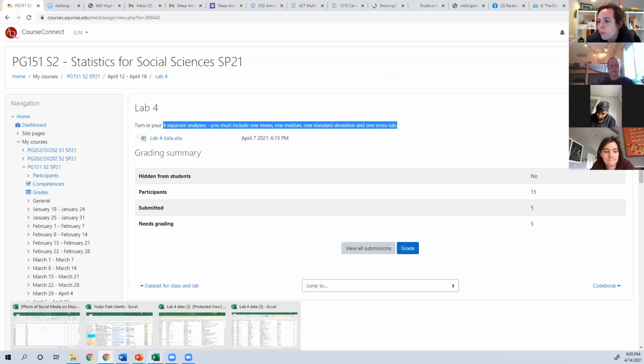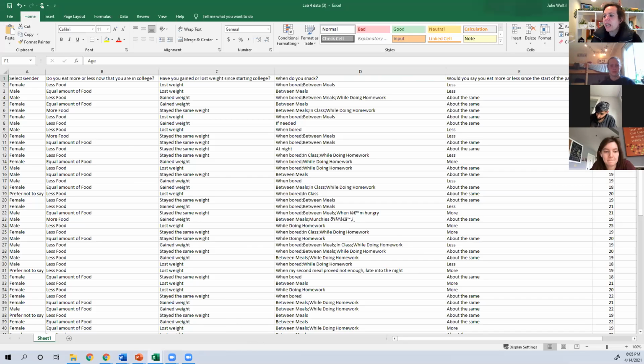Let me bring up the data set again. In order to do a mean, median, and standard deviation, what do you need? Do you need categorical variables or do you need interval ratio? Interval ratio. Right. And how many of our variables are actually interval ratio? Only age. Only 1. So this was my way of trying to be nice, because you just need to use this variable to do mean, median, and standard deviation.